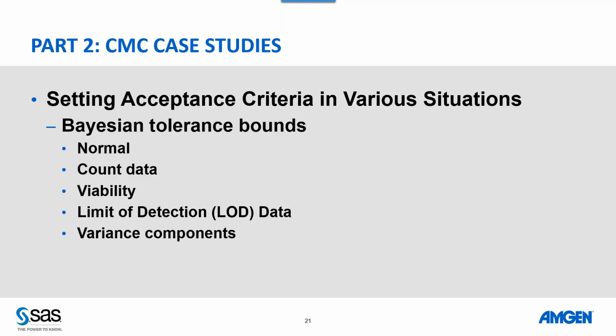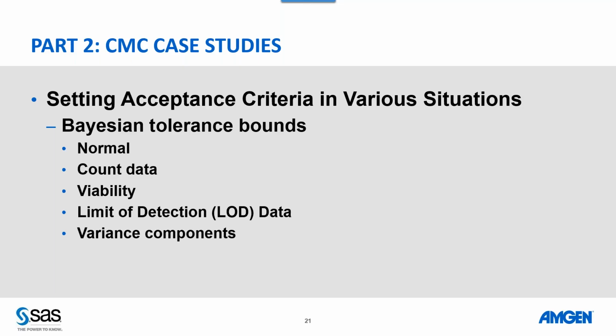We're going to show you some examples, various situations. We're going to start with normal data. Then we're going to look at some count data, viability, that's data between 0 and 1. We're going to look at limit of detection data. This is data that we have in CMC, but in my experience, a lot of times it's not treated right, in the sense that LOD data is censored data. So we have to treat it accordingly.